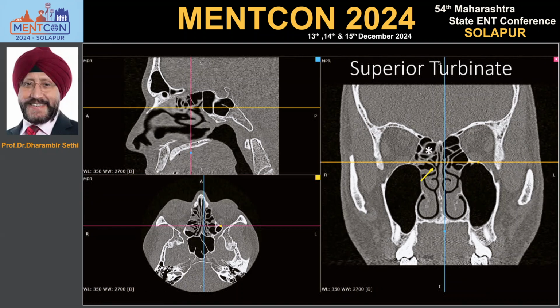It's a very important landmark to identify the sphenoethmoid recess, because once you see the superior turbinate, then if you go medial to it, you'll be in the sphenoethmoid recess, and then you can identify the superior sphenoid ostium, and proceed on with your sphenoidotomy, as explained by Satish in the earlier case today.